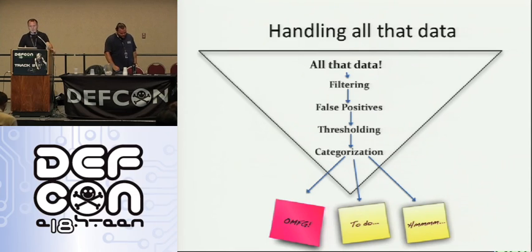So handling all that data is a big deal. You have to be able to filter that data and get out the false positives and threshold the constant attacks, the things that are all the same that keep on happening, and you want to categorize that data. And categorization can go all sorts of ways. You have the thing that freaks you out, and you see an attack on your system. You've got something you've got to deal with, and something that maybe you want to research more.